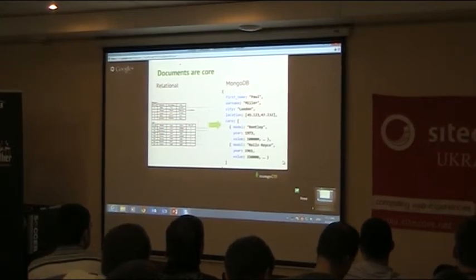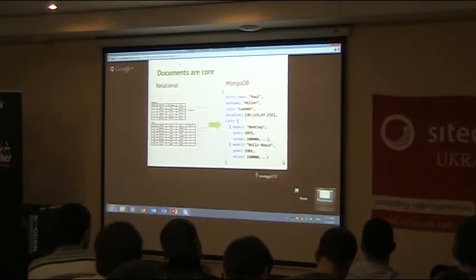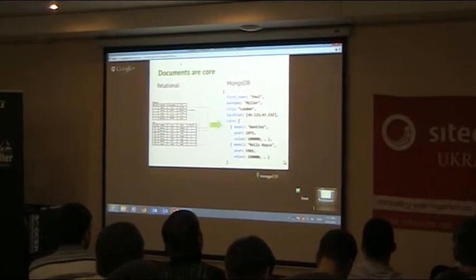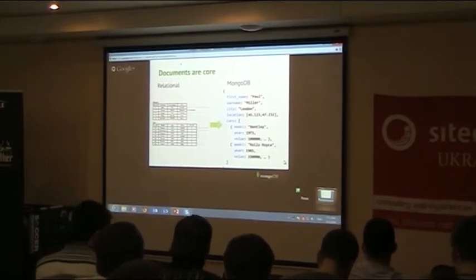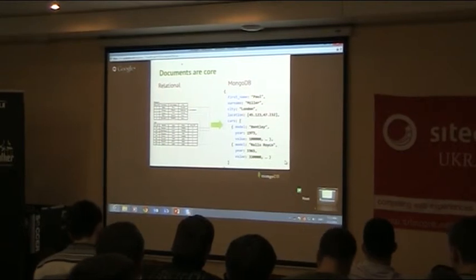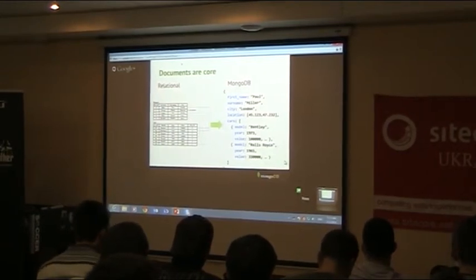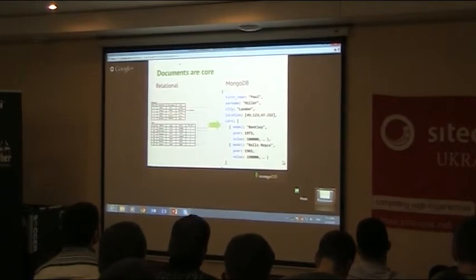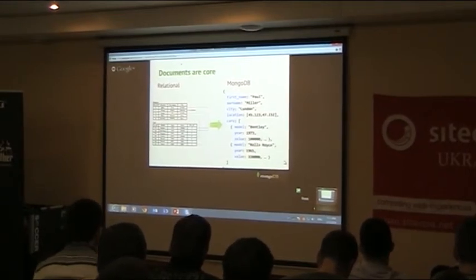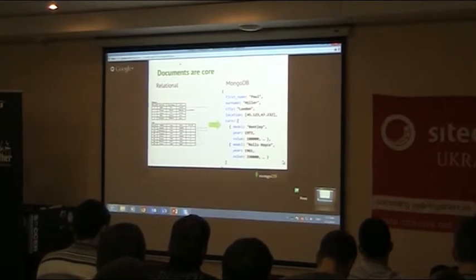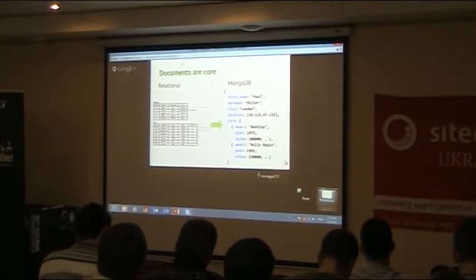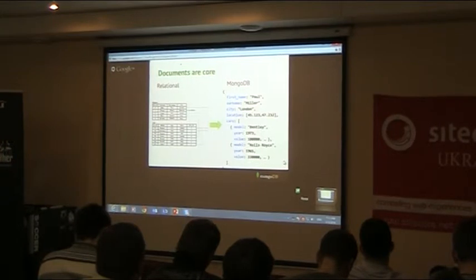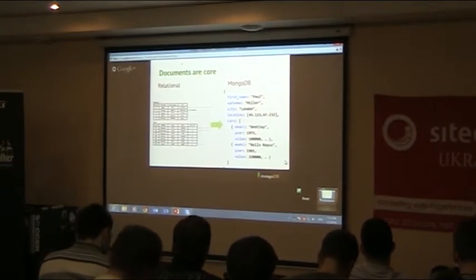In his document here, we have keys and values. Those values themselves, Paul is a string, surname Miller, string again. But we can also have some more complex values, like location, which is an array of points. And we can put an index on that, and we can do location lookups on that. We can also store multiple subdocuments. So we have cars, and each car itself is a document in itself.